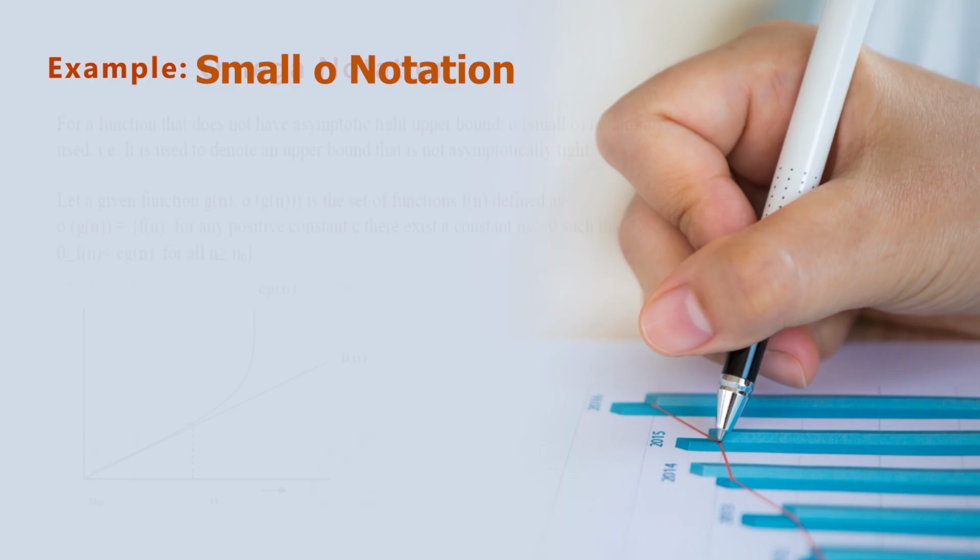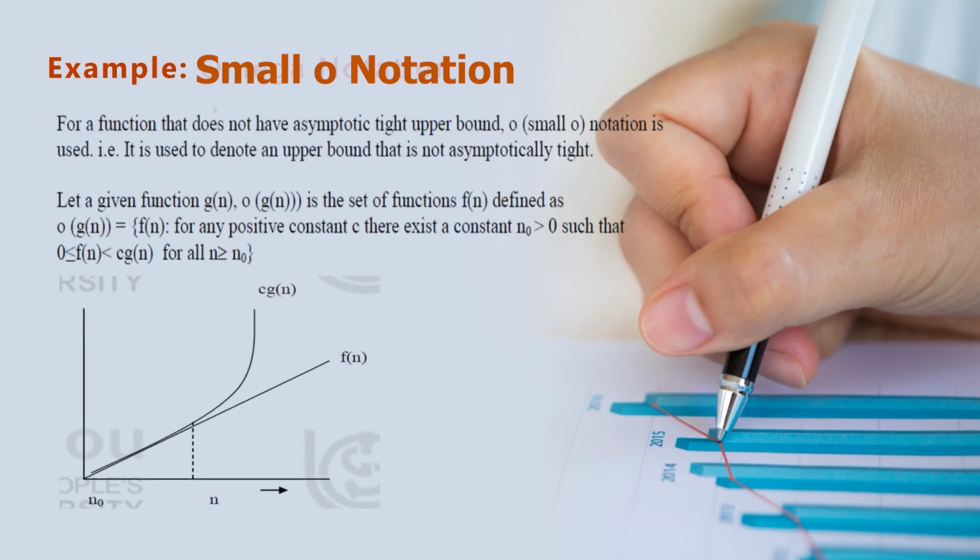So, next is the small o notation. Actually, we already studied the big O notation. Big O notation means the worst case time complexity. So, the small o notation is strictly, that is not greater than or equal to, it is only greater than. So, for a function that does not have an asymptotically tight upper bound, the small o notation is used. It is used to denote an upper bound that is not asymptotically tight, that is a loose bound.